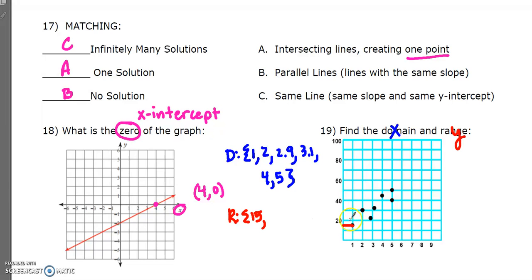And this line is right above 20, so I'll say 21. This one is on the line, so that would be 30. This one again is right above the line, so I'm just going to say 31. This one is on the line, so I will say 40. This one looks like it's about halfway, so I'll say 45. And the last one is on the line, and that is at 50.